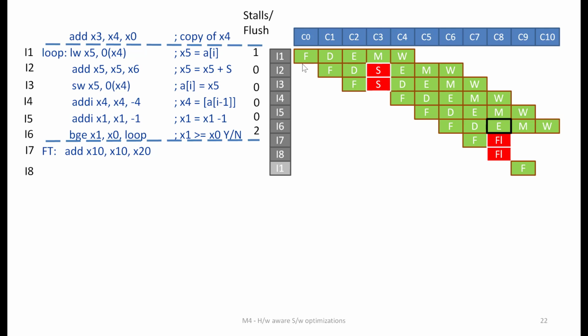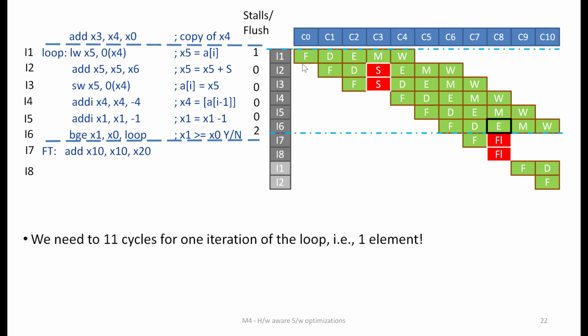So in C10, I6 is in the write back stage and we fetch I2. So if you look at one iteration of the loop, it would take C0 to C10 cycles. So we need 11 cycles for one iteration of the loop. That means to do addition of one element of the array, we would need 11 cycles.